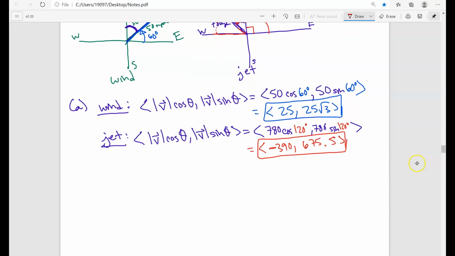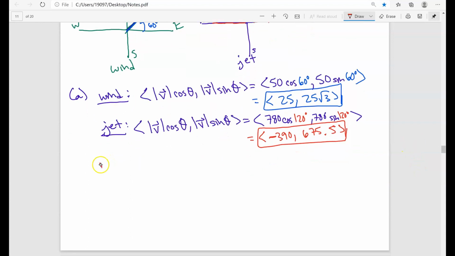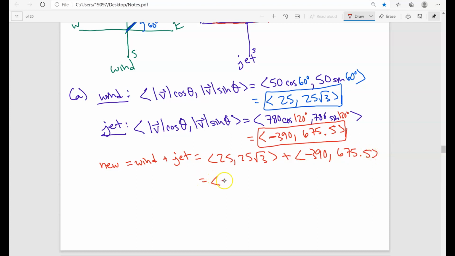All right, so now the new vector is just going to be the wind plus the jet. So those vectors. It's going to be this 25 comma 25 square root of 3 plus negative 390 and then 675.5. So when I add these guys, you're going to get negative 365 and then 718.8. So this is going to be my new vector.